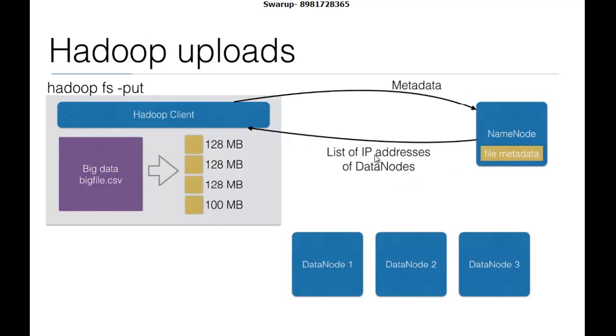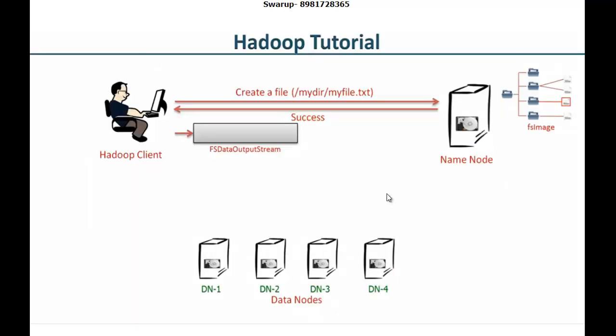Once the Hadoop client receives a list of IP addresses, that means the name node needs to know all the data node information which is present in the network. That's the reason it can forward the IP addresses to the Hadoop client. On receiving that information, the Hadoop client is going to create a data output stream. So the fs stream will be created over here, and this particular stream will be holding the data block which will be forwarded to this particular data node.